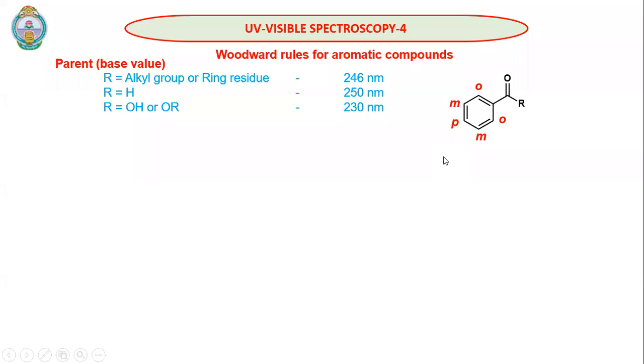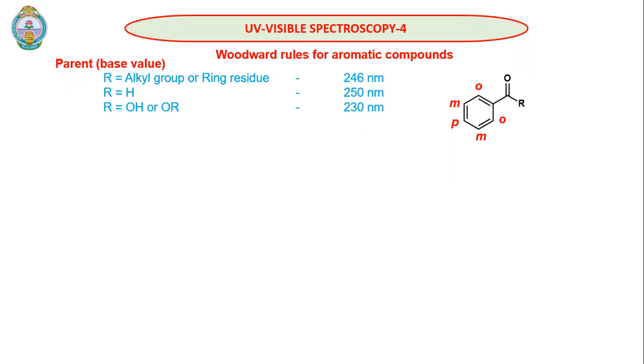Now, the parent value when we have an alkyl group R, a ring residue. If this carbonyl is a ketone, then the parent value is 246 nanometers. If R is hydrogen, that means this carbonyl is part of an aldehyde, then the parent value is 250 nanometers. If the carbonyl is part of a carboxylic acid or ester, that means R is OH or OR, then the parent value is 230 nanometers.